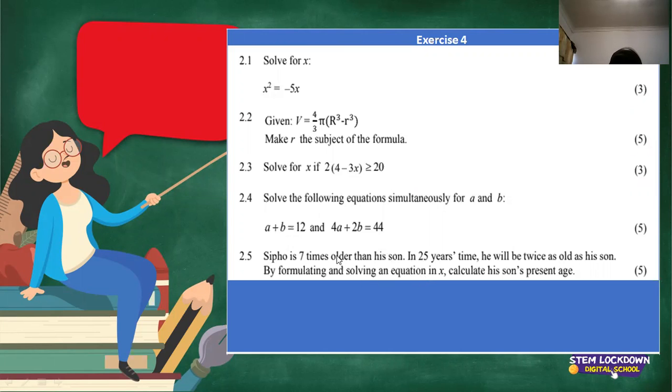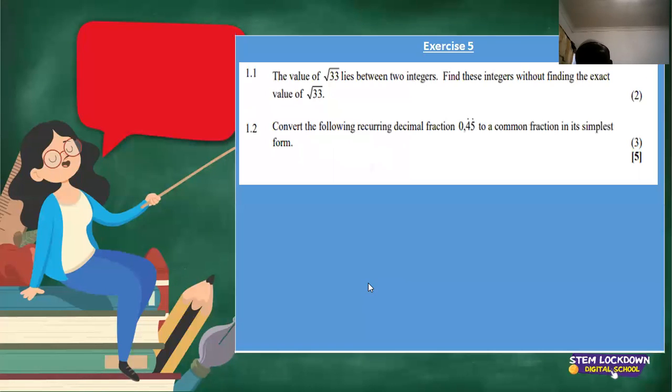If you bring the 2x to the other side, you're going to have 7x minus 2x, that'll be 5x. And then 25 minus 50 gives 25. Then you divide both sides by 5, and we have 5. So x equals 5. That means the son's age at the moment is 5. I hope you understand that too.